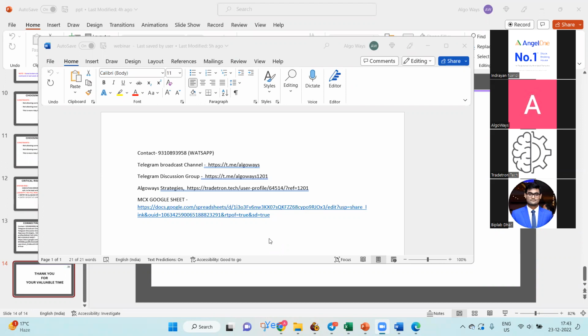Crude oil strategy code, please. I have given the link in this chat only. You can just click on the TradeTron link and you will find all the NSE, MCX and currency derivative strategies of algo base.